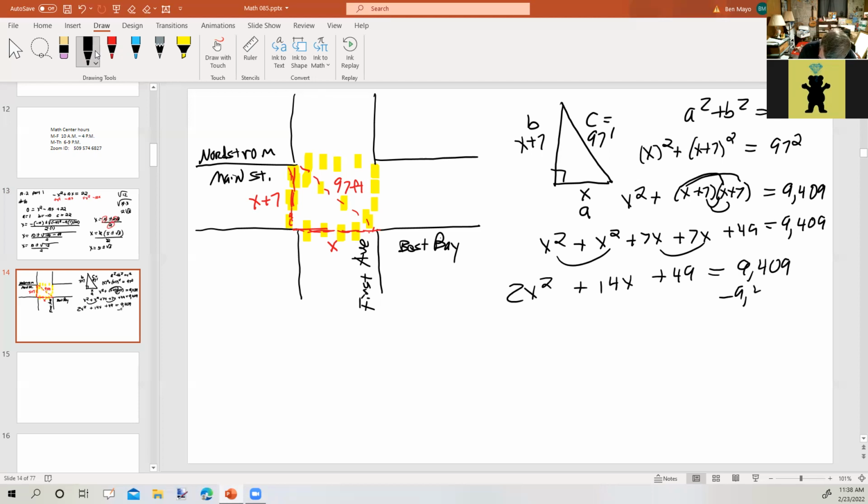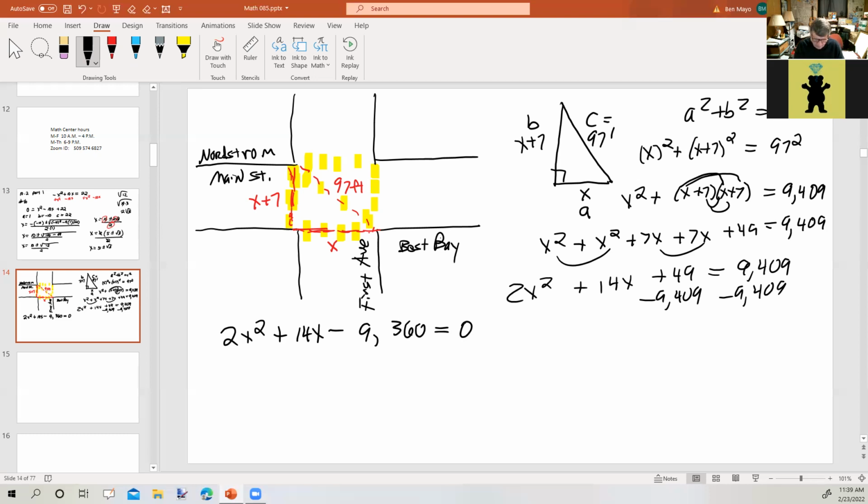I'm going to subtract 9,409 from both sides. So I get 2x squared plus 14x minus, if we take 49 minus 9,409, we get 9,360, and that equals 0. Okay, let's see here. I'm going to double check my work here, see if I've made any mistakes that are obvious.